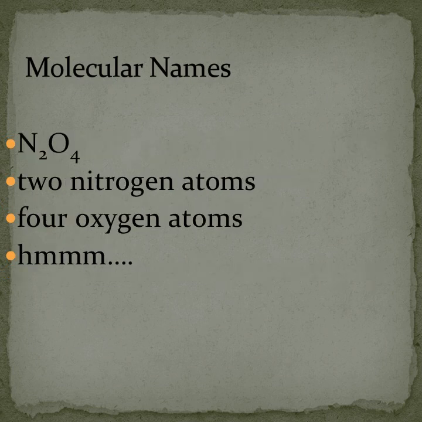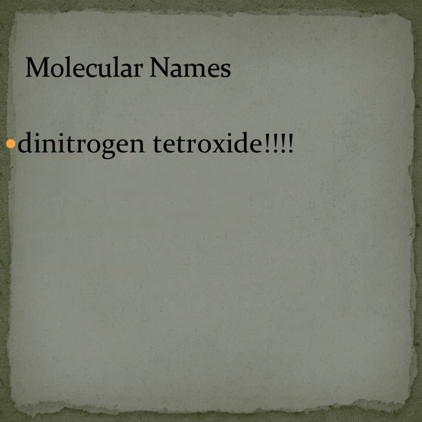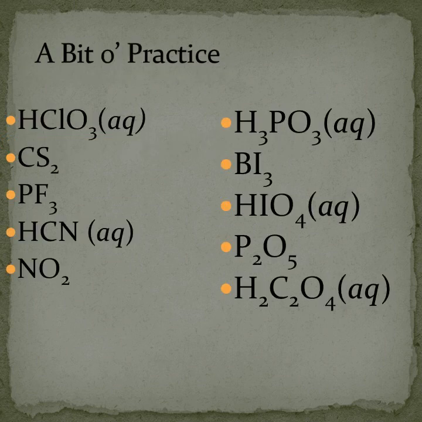Okie dokie, the next example I'm giving you is N2O4. There are 2 nitrogen atoms, 4 oxygen atoms. Okay, look back at those prefixes if you have to. And what'd you come up with? Let's hope that it is dinitrogen tetroxide. Woohoo! Okie dokie. What you'll see on the next slide is a little bit of practice.